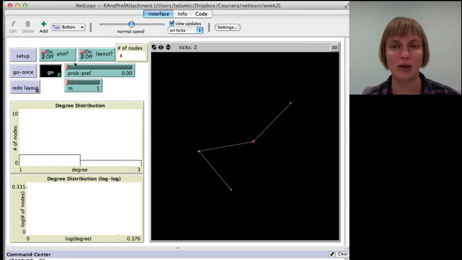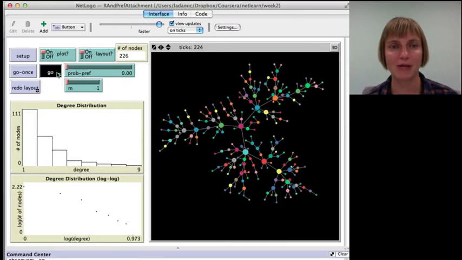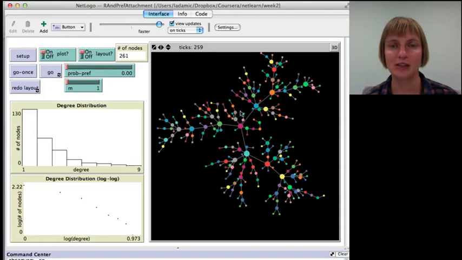And I'm going to click go, and this is going to be a little bit slow, so I'm going to speed it up. Maybe stop once we have about 250 nodes. So there you go. You have the degree distribution both on a linear scale and on a log-log scale.